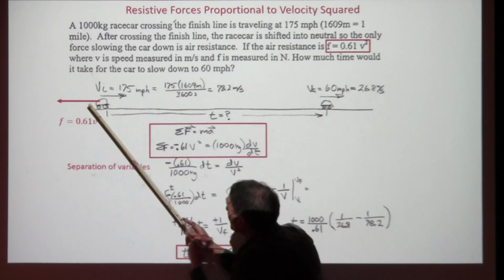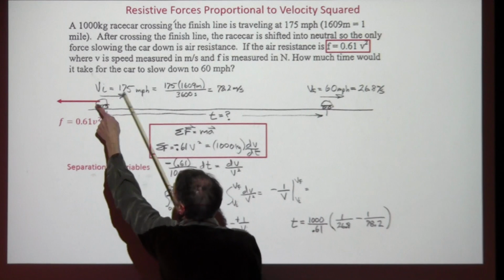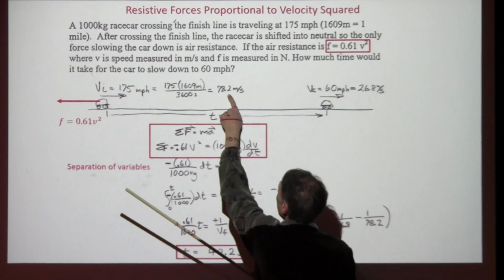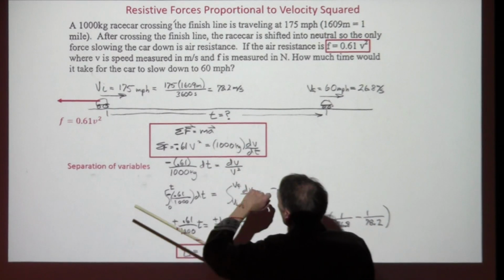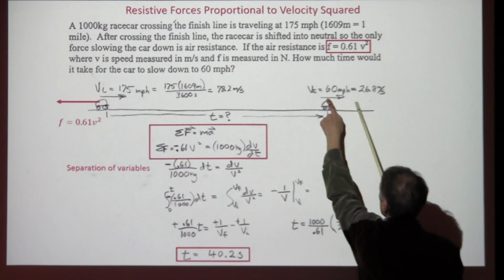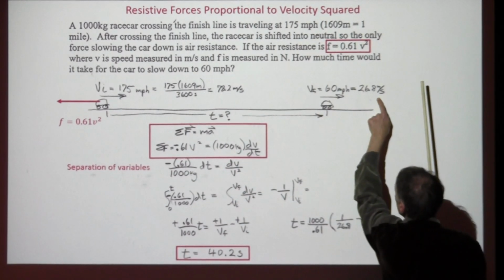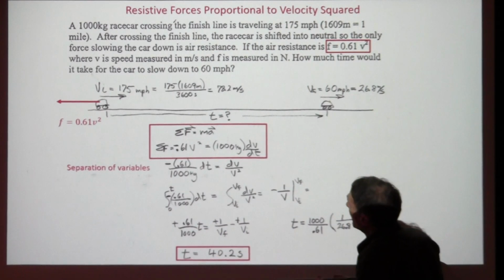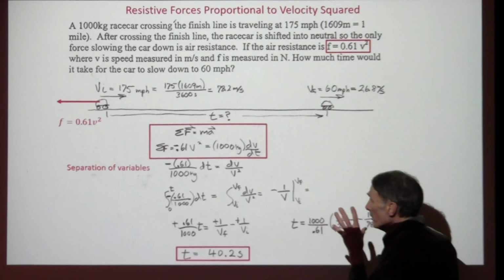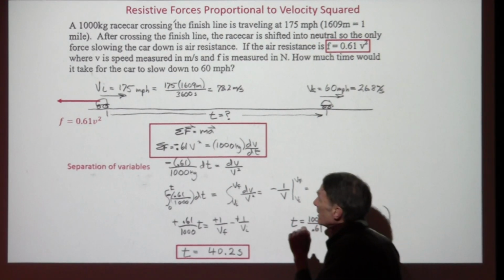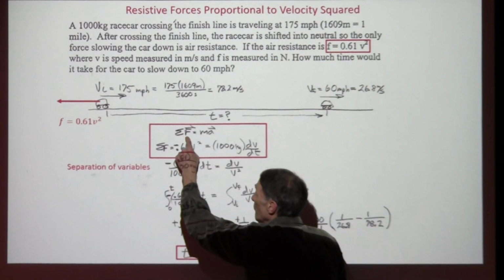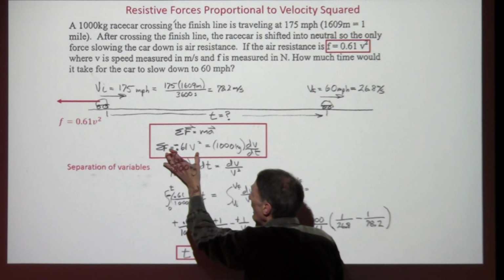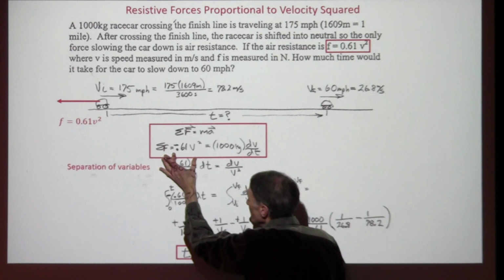So the idea is that it crosses the finish line here at 175 miles per hour. You can do a little conversion here to get it in meters per second. It's going to slow down to 60 miles per hour, and that's also converted to meters per second, so our units work out nicely. And we're going to do the same basic notion of this. We're still playing with F equals ma. This is a little simpler, in that we just have this resistive force.